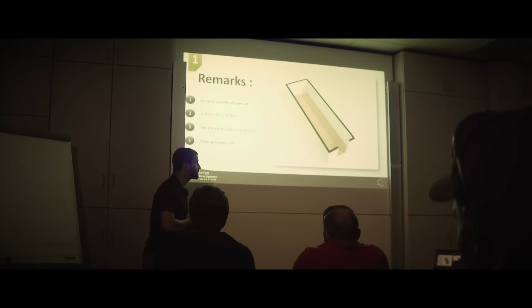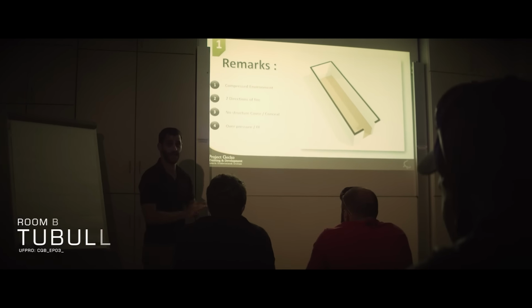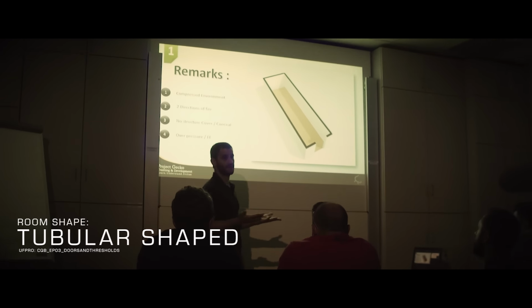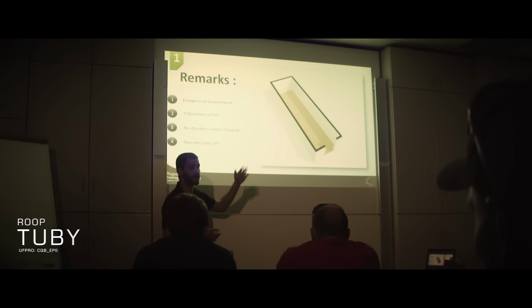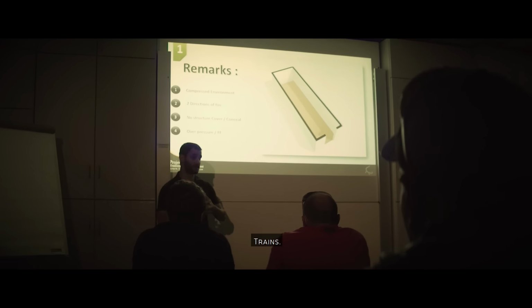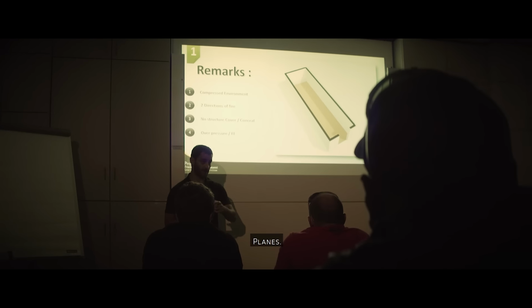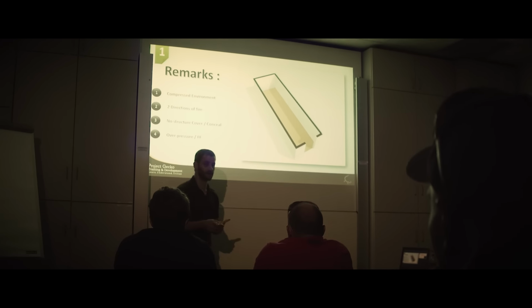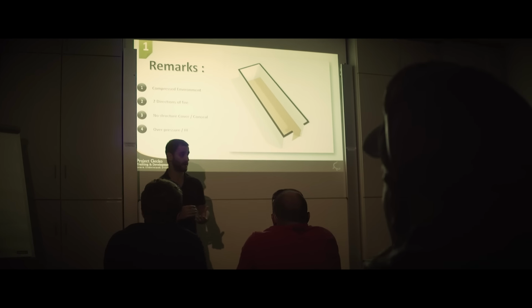The next type of structure that we have is what we call a tubular shape or linear, okay? I think it's self-explanatory, so I will ask you the following question. Where do we have it in daily life? Buses. Buses, very good. Trains, trams. Planes. Airplanes. Storage. Very good, okay. And of course, tunnels, which in Israel is also a really big topic, right?